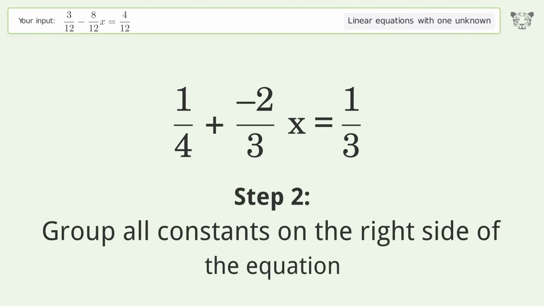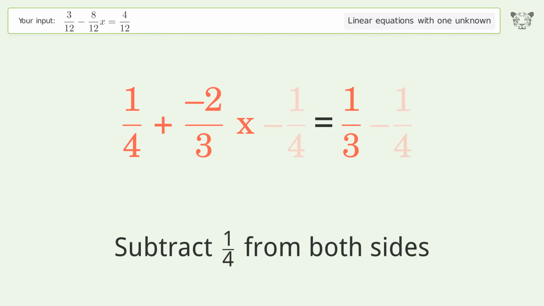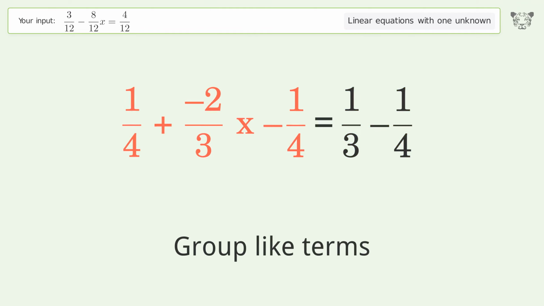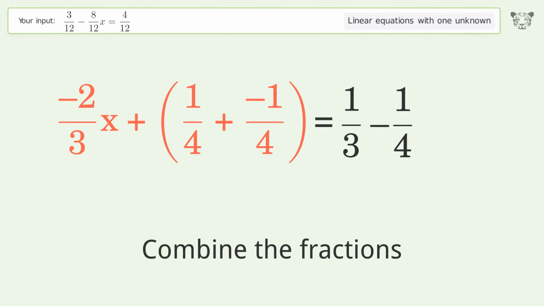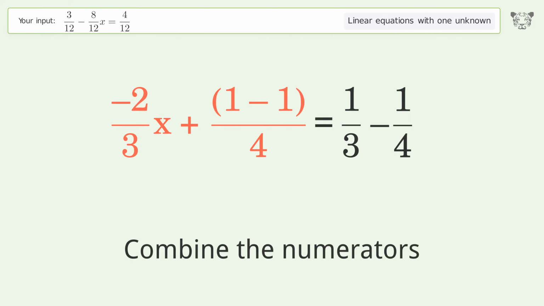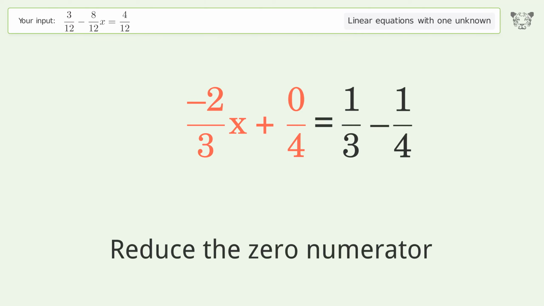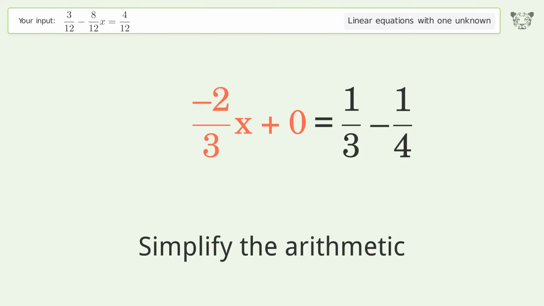Group all constants on the right side of the equation. Subtract 1/4 from both sides. Group like terms. Combine the fractions. Combine the numerators. Reduce the zero numerator. Simplify the arithmetic.